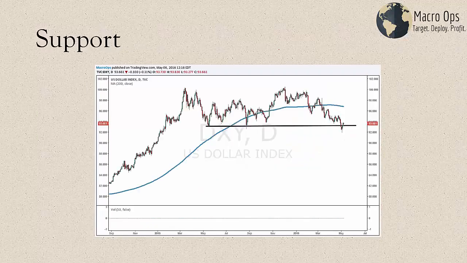Support is a horizontal line. That's an area where price comes down and typically rockets off from. So you can see on the dollar index here, these two areas form support. This goes across and it defines our support going forward.